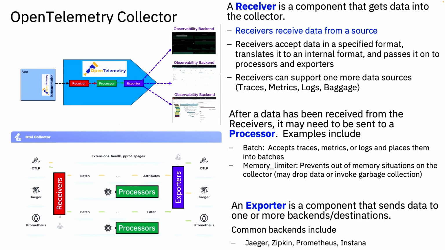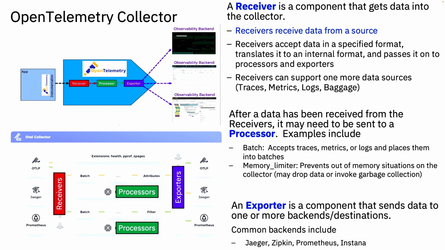You're going to see these things called receivers. Those are things that receive the data. They might receive metrics data, they might receive how many processes are running, and they might be receiving the trace. But they receive the data that's going to then go into the collector.